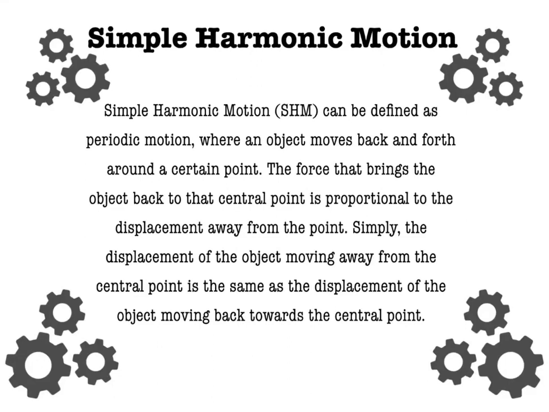Today, I will be demonstrating and explaining simple harmonic motion. Simple harmonic motion can be defined as periodic motion where an object moves back and forth around a certain point. The force that brings the object back to that central point is proportional to the displacement from the point. Put simply, the displacement of the object moving away from the central point is the same as the displacement of the object moving back towards the central point.